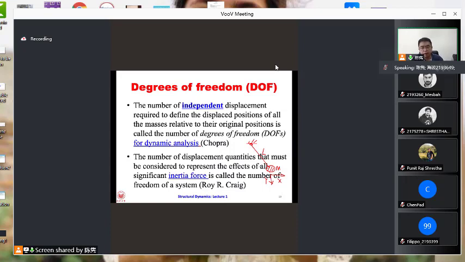You will use this one. We use this theta as the independent coordinate. Okay, independent coordinates. So we use only one, or only one degree of freedom for this one. Again, use independent coordinates.